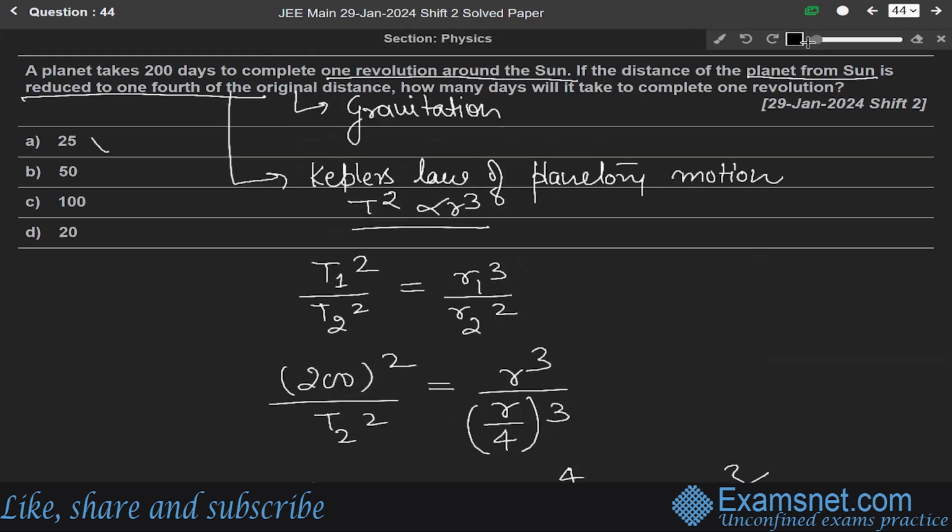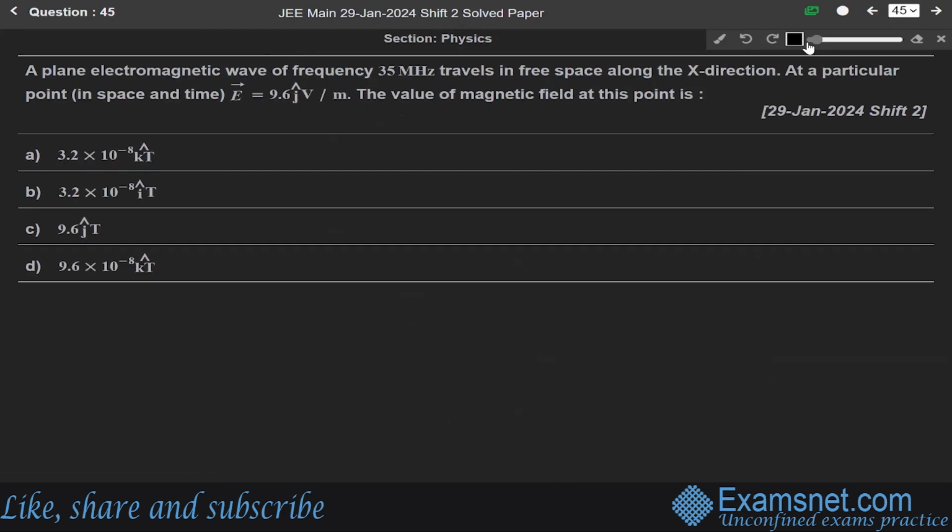Means option A. Now next question 45. A plane electromagnetic wave of frequency 35 megahertz travels in free space along the x direction. At a particular point in space and time, E is given as 9.6 j cap volt per meter. We have to find the magnetic field at this point. So this question is from the chapter of electromagnetic waves.